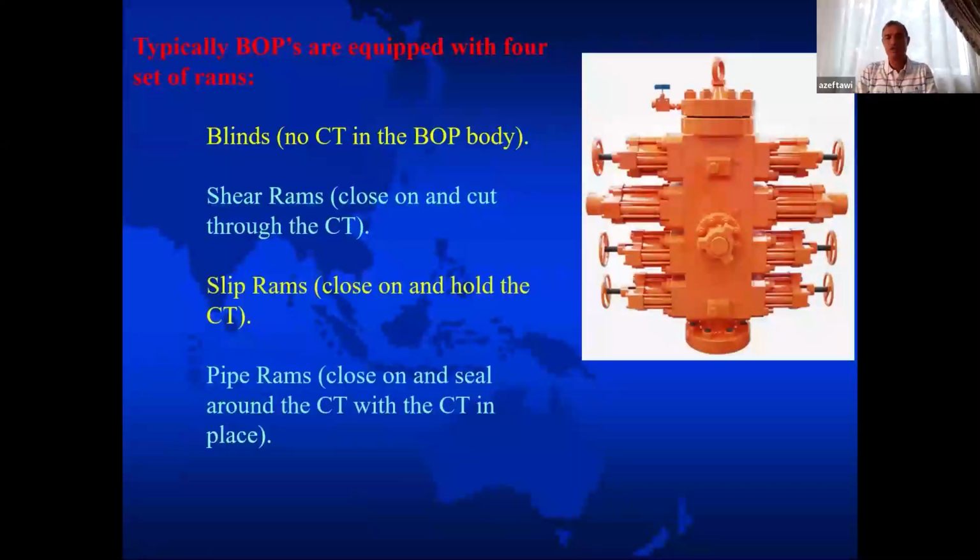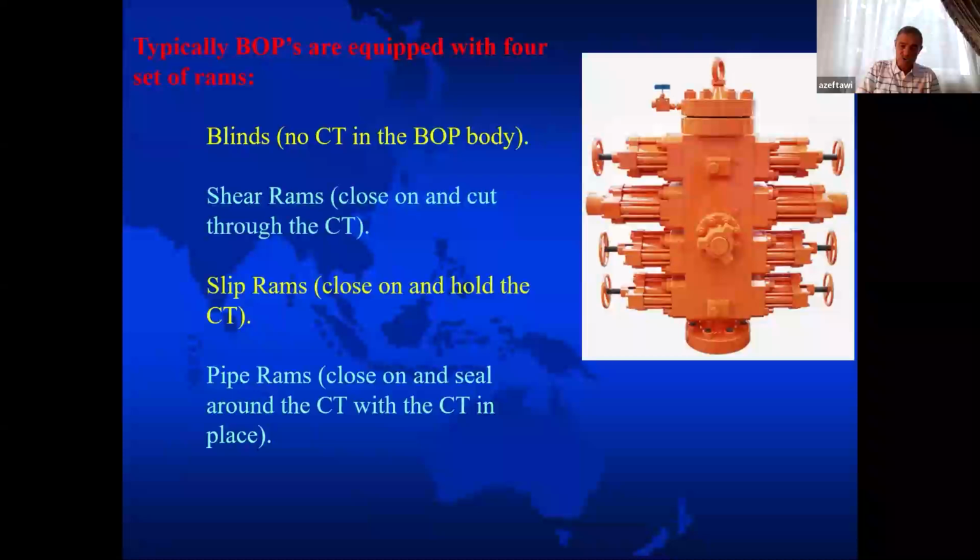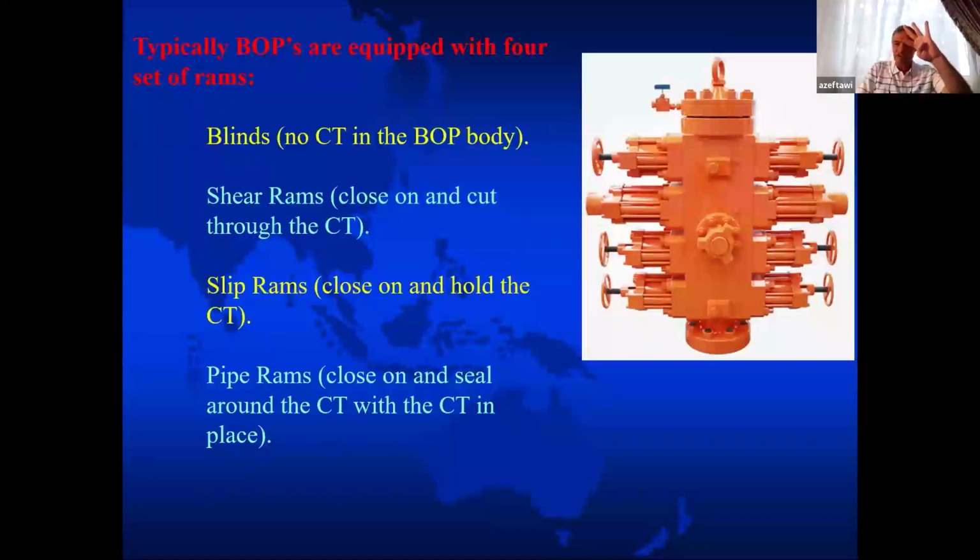This is our BOP. We call it a quad BOP. Why is it quad? Because it has 4 actuators. These 4 actuators, from top to bottom, the very top one is the blind ram.